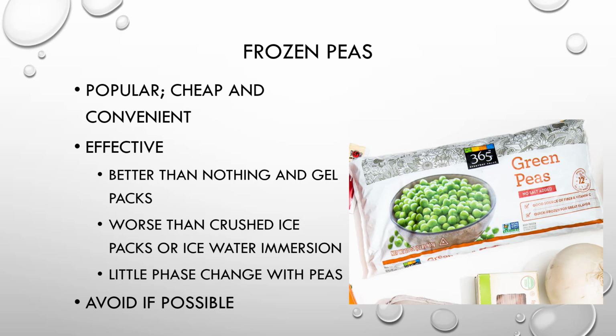Frozen peas are another option. These are popular, cheap, and convenient. They can be effective, and they're better than nothing and gel packs, but they're worse than crushed ice packs or ice water immersion. There's little phase change with the peas, and we need to avoid them in a clinical setting if possible.